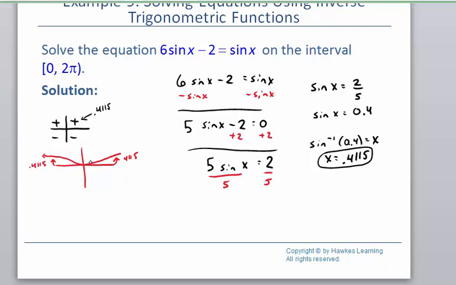In order to find our angle that goes from here to here, we would need to take the 180 or the pi and take off this reference angle. So my other answer can be found by taking pi minus the 0.4115. And that's going to give me 2.73. And so again, we have two solutions to this problem, 0.4115 and 2.73.